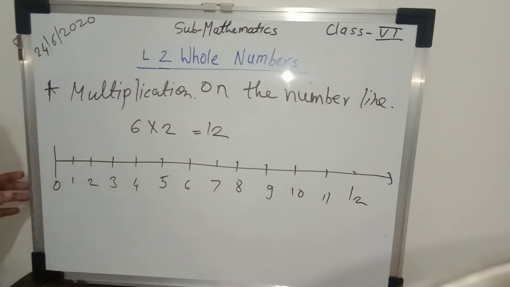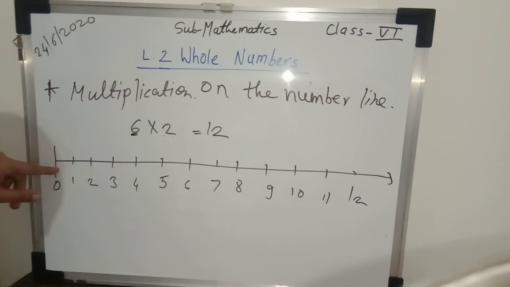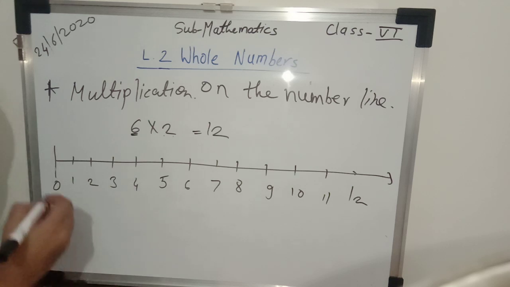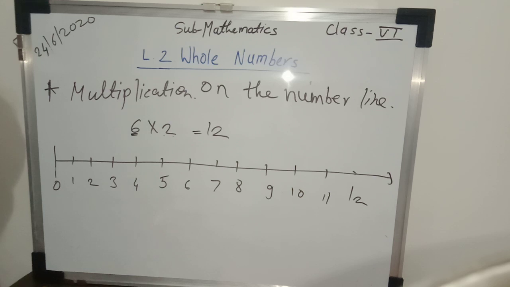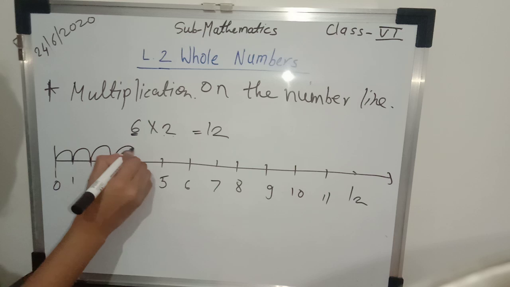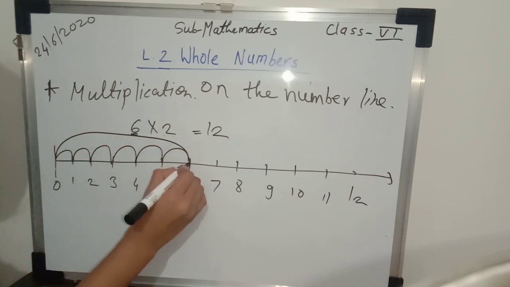When you are multiplying any two whole numbers, you always have to start from zero, not like addition and subtraction where we were starting from any other number. Here 6 into 2 means we have to multiply 6 two times, meaning each jump we have to move 6 steps. So 1 2 3 4 5 6, this is our first set of the jump.